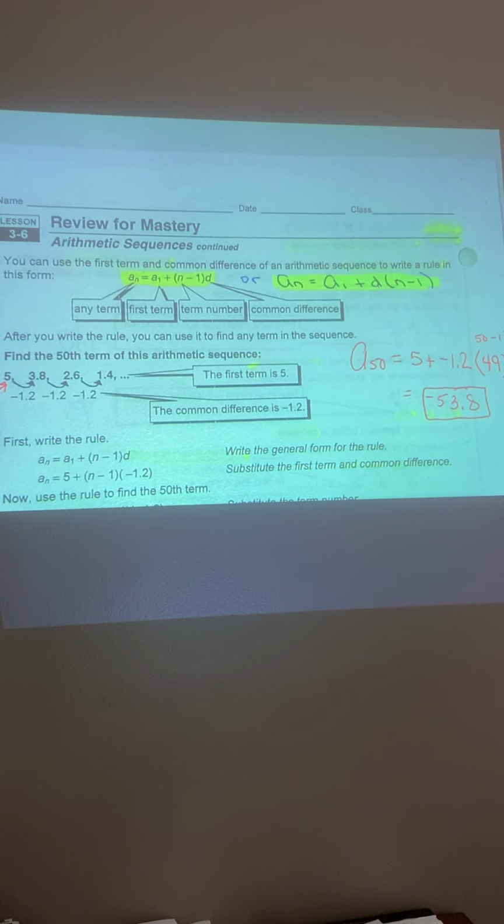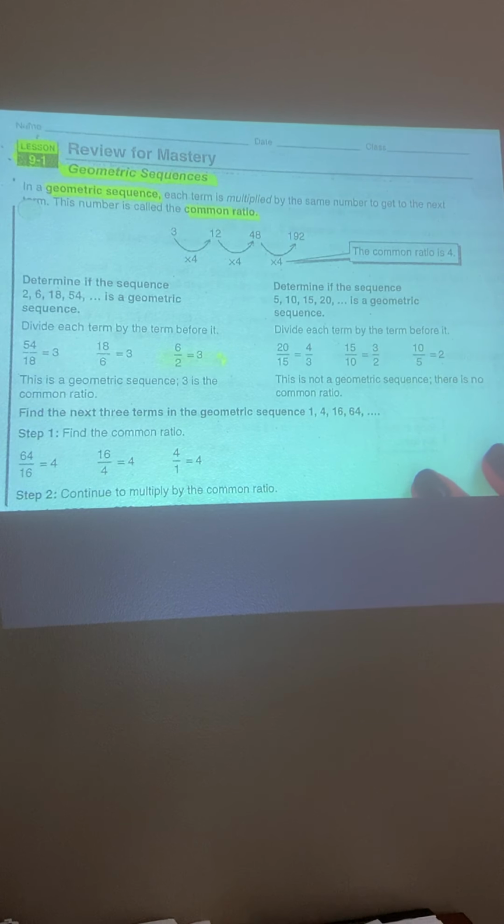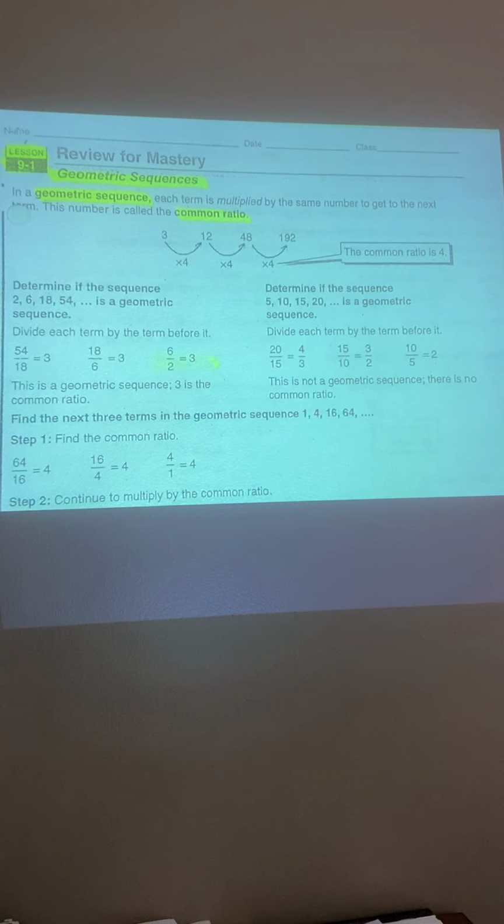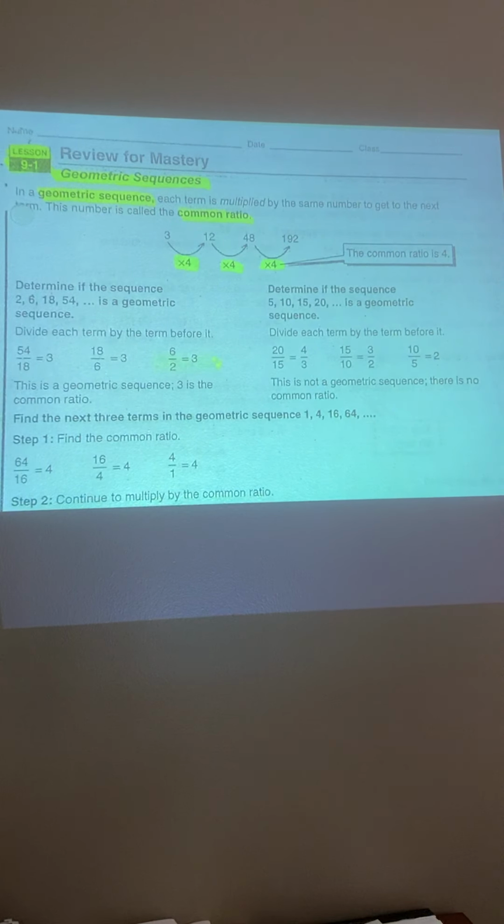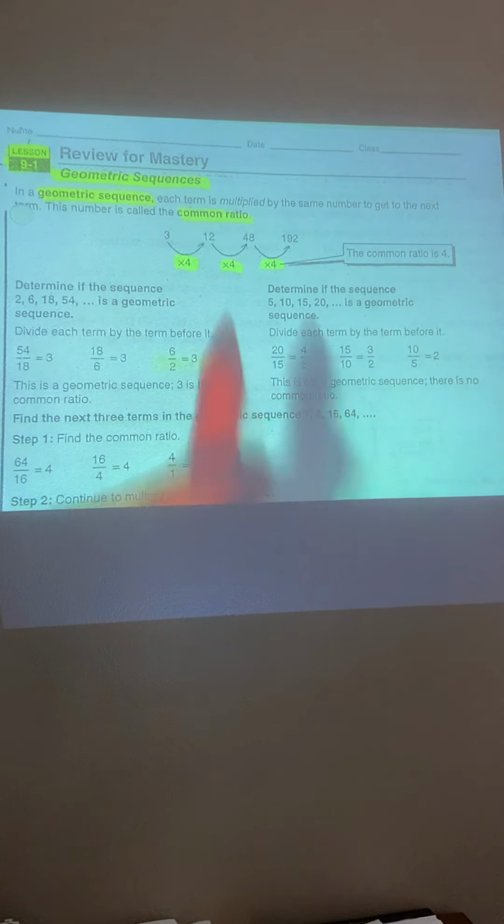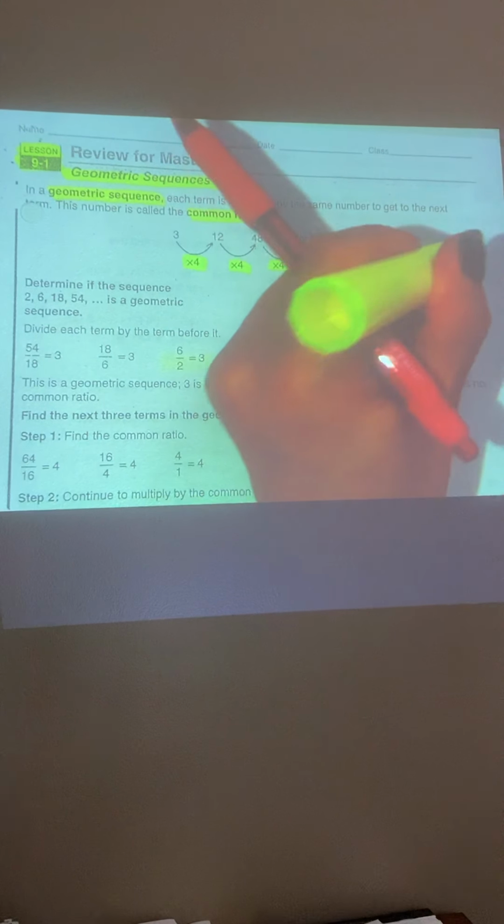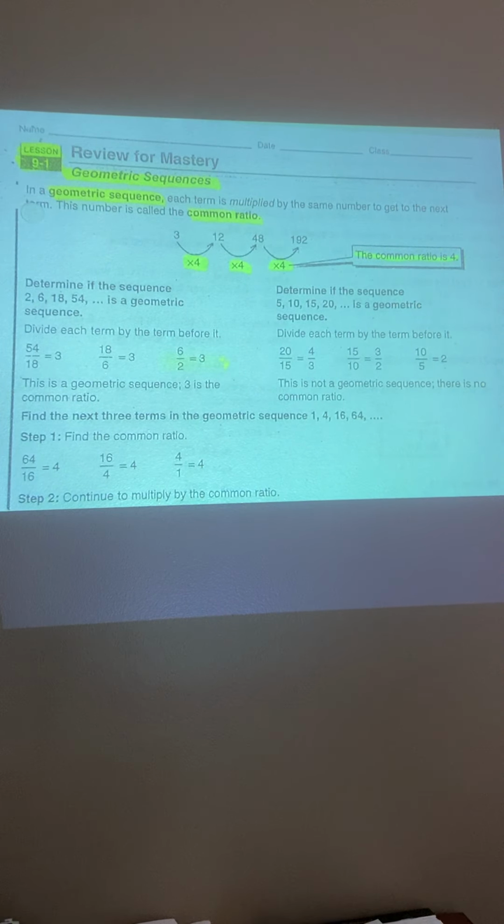Okay, next, we're going to go to geometric sequence. Geometric sequence is now having to do with multiplying and dividing. In a geometric sequence, each term is multiplied, where arithmetic was adding, subtracting, geometric is multiplying. As you can see here, it's being multiplied. So now instead of a common difference, it's now called a common ratio. So the common ratio would be 4.